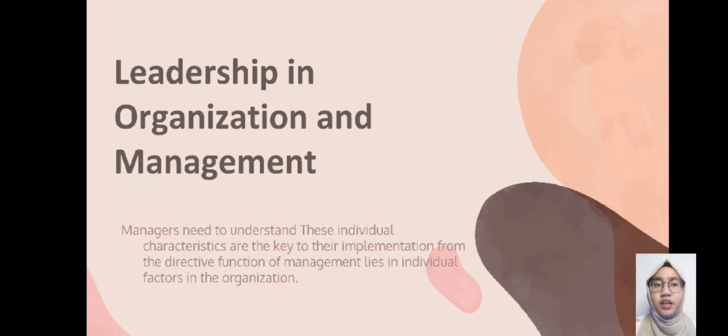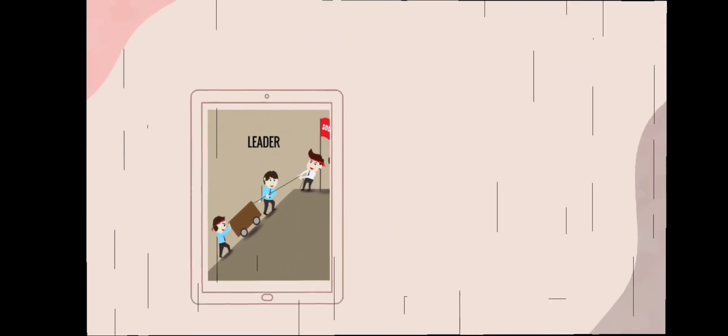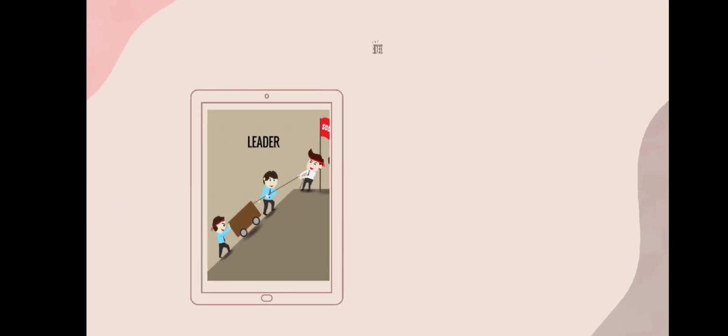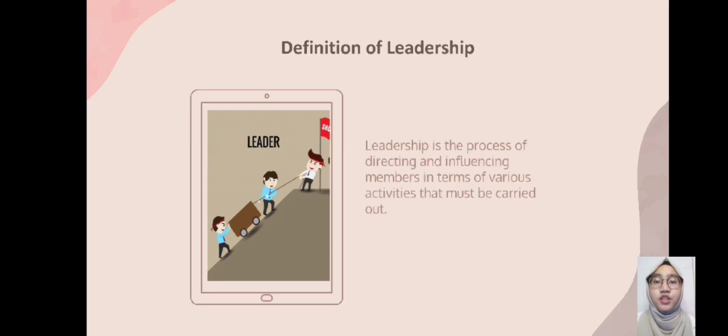Leadership in organization and management. Managers need to understand that individual characteristics are the key to their implementation, since the directive function of management lies in individual factors in the organization. Next is the definition of leadership. Leadership is the process of directing and influencing members in terms of the various activities that must be carried out.